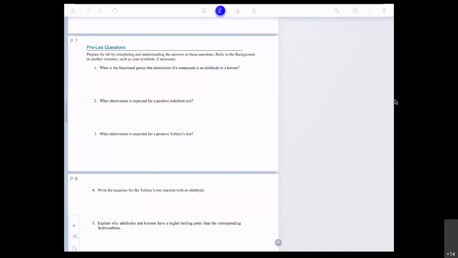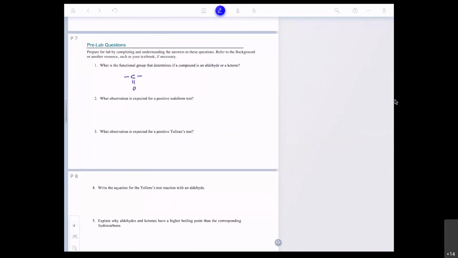What is a functional group that determines if a compound is an aldehyde or ketone? So the functional group we are looking at is the carbonyl. So carbonyl group is the general name of the functional group. Of course, if you have a hydrogen directly attached, it's aldehyde. If not, it's a ketone. So what observation is expected for a positive iodoform test? The observation, as I've repeatedly told you, is very important, is a yellow precipitate.